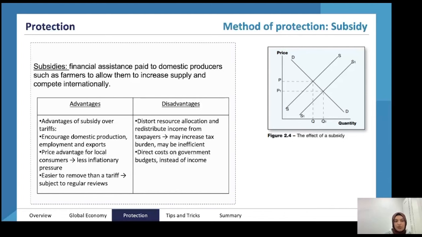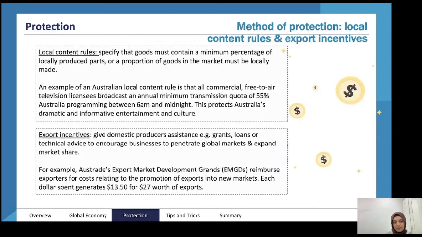And we know that it might not always be efficient that they're spending on these domestic industries, because they may become reliant on these subsidies and then not be able to stand on their own feet. So advantages, again, encouraging domestic production, employment, and exports, the price advantage for local consumers and the easier removal than a tariff, and then disadvantages include the distortion of resource allocation and the direct costs on government budgets.